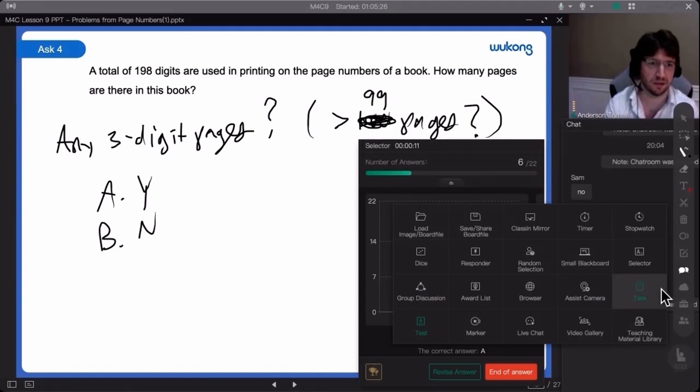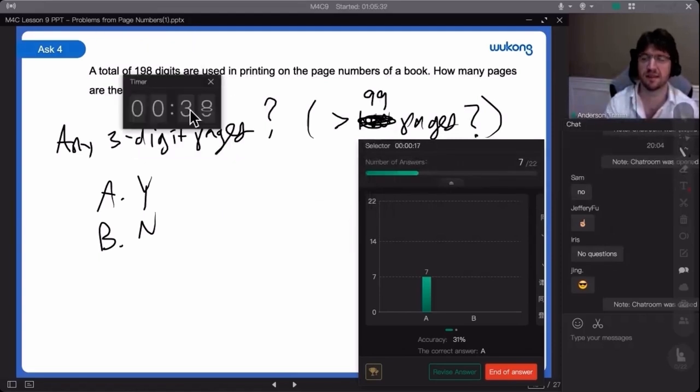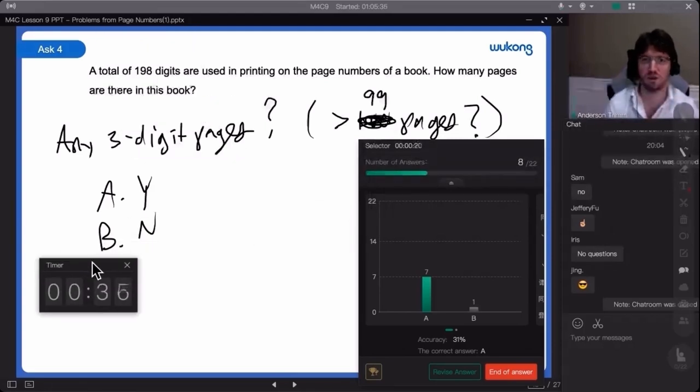Give you guys some time to think about that, but not long, so 40 seconds. Are there more than 99 pages? So do we have any pages with 3-digit numbers? All right, 20 seconds left. Try to form an opinion. And basically, this is the number you need to try to figure that out. So if that number is big enough, then you're going to have some 3-digit pages. And in fact, you can use that table that we did already.